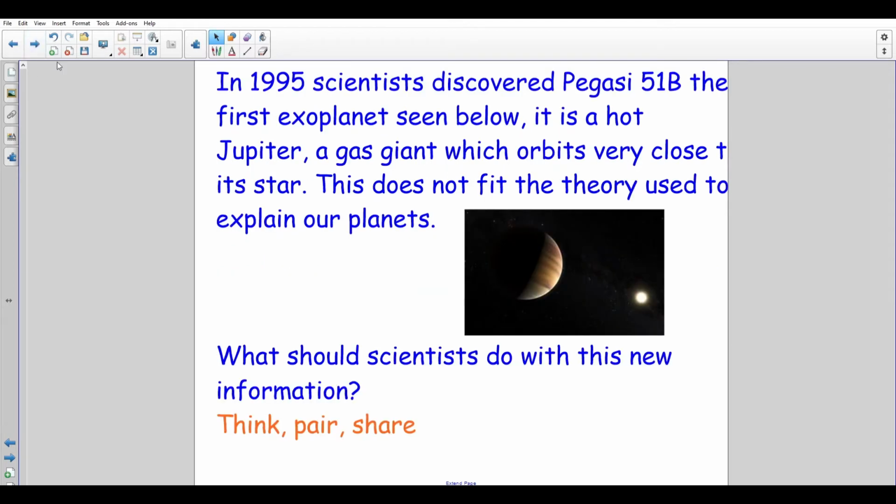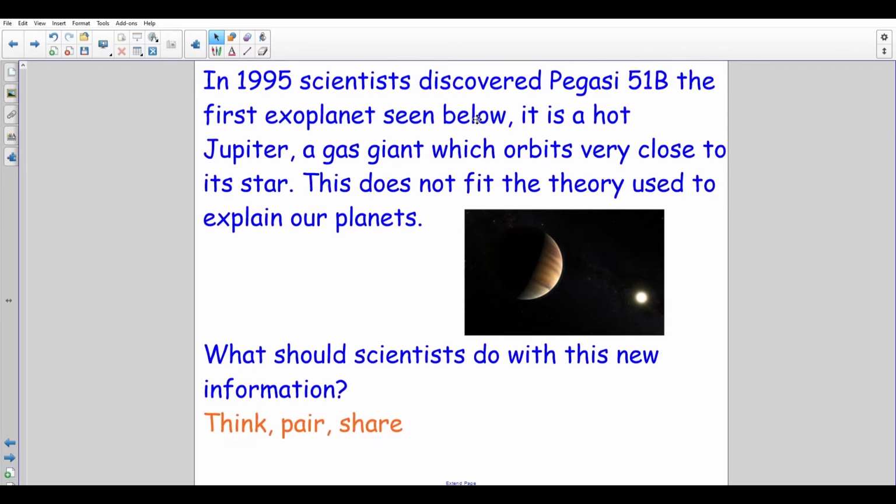And the first one we discovered in 1995 had a really inventive name, as most stars have. It's just a load of numbers and letters. But it's called 51 Pegasi b. And it's the first exoplanet that was discovered, so the first planet discovered around another star. And it was nicknamed a hot Jupiter.